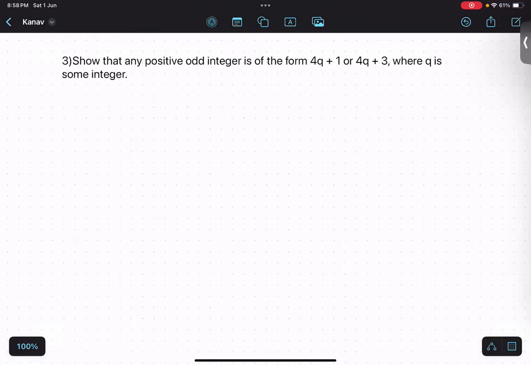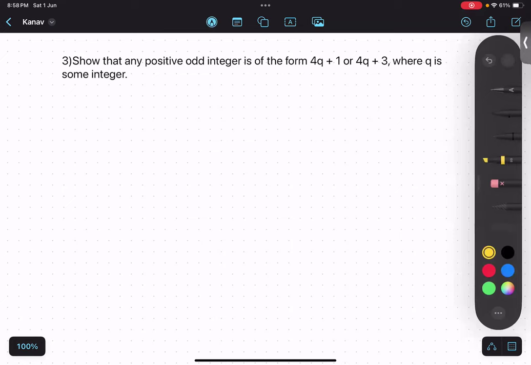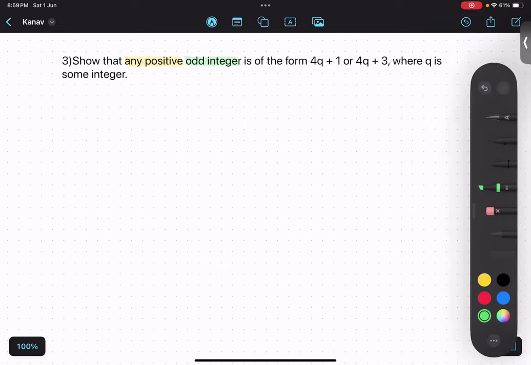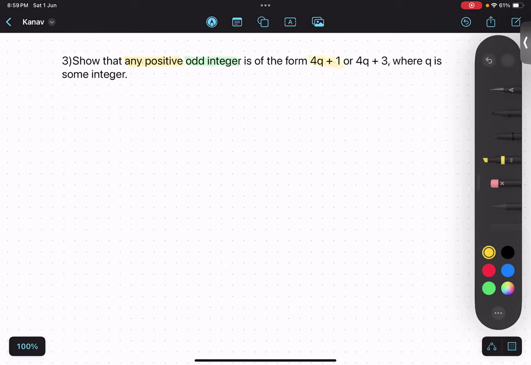On the third question, show that any positive odd integer is of the form 4q plus 1 or 4q plus 3. So they are asking us very specifically, we want only odd integers, and that should be of the form 4q plus 1 and 4q plus 3, where q is some integer.